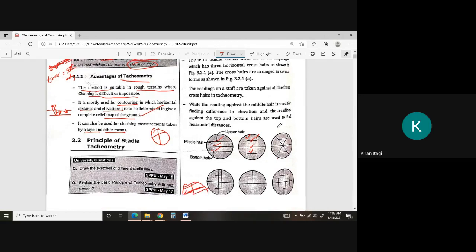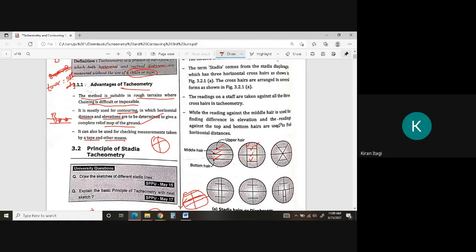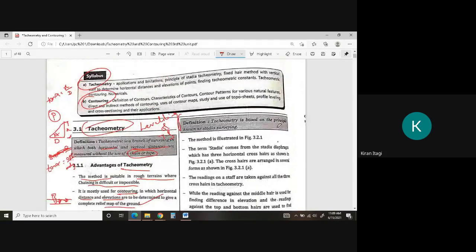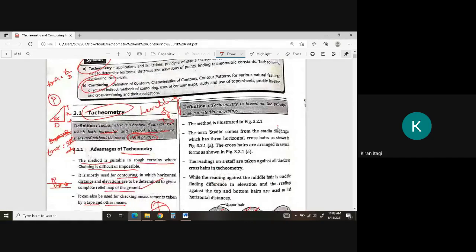Next, the principle of stadia tachymetry. Tachymetry is based on the principle known as stadia surveying. Here I have shown you some figures. The term stadia comes from the stadia diaphragm, which has three horizontal crosshairs as shown in the figure.